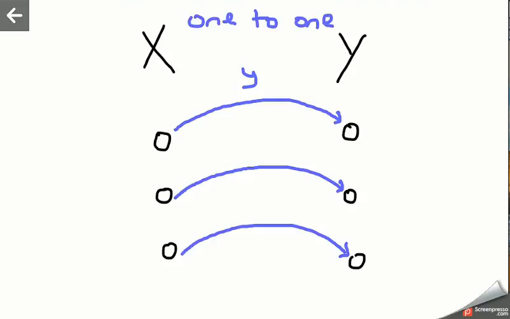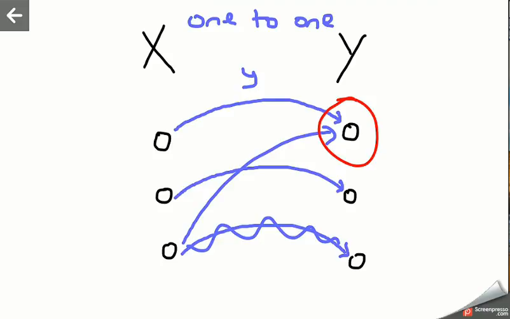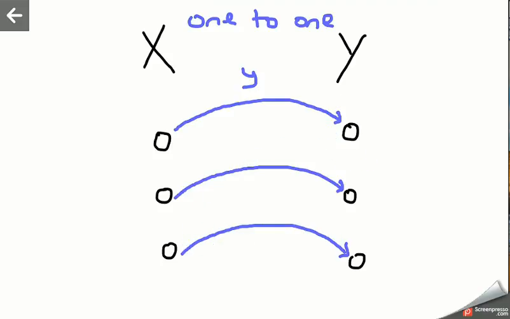Now what 1 to 1 means is that for each of the outputs there is only one input sent there. So if, for example, this third one was also sent to the first point, then this would not be a one-to-one function because this output would have two inputs sent to it. All right, so one-to-one function means each output has only one input sent there.